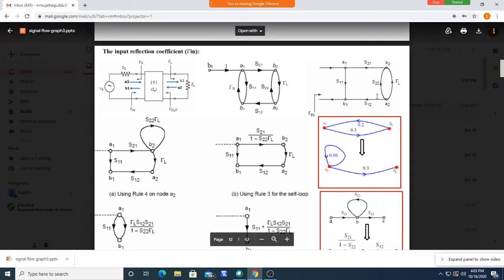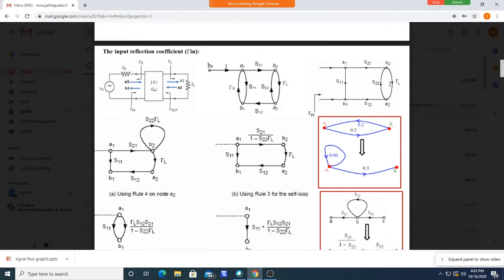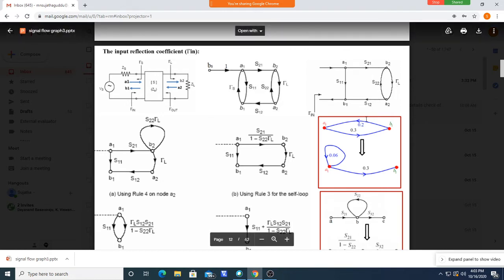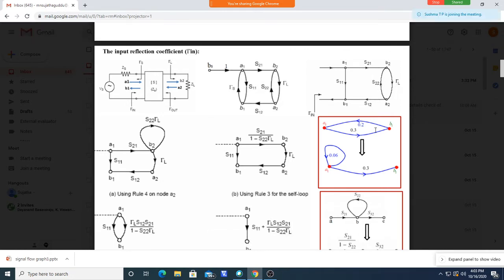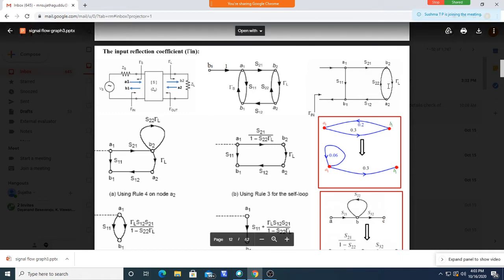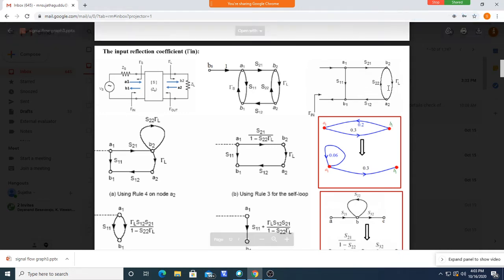Applying the signal flow graph reduction rule, you can see two parallel branches, but they are in the opposite direction like this. This kind of parallel branch can be reduced.